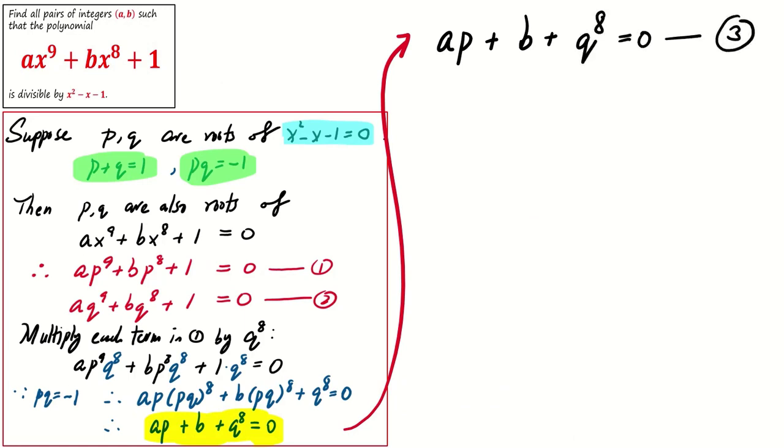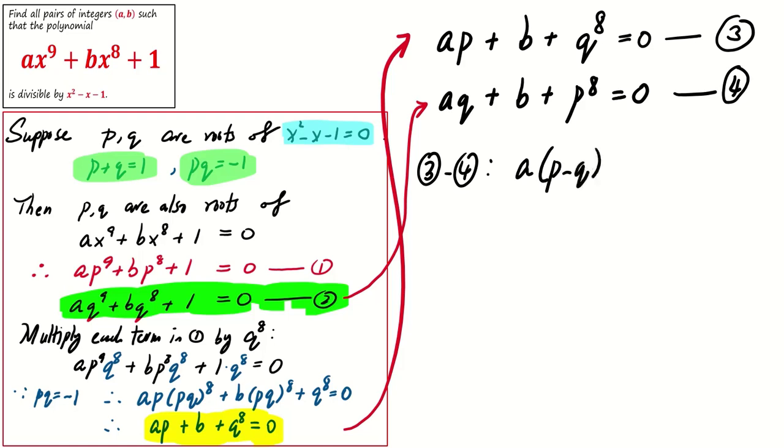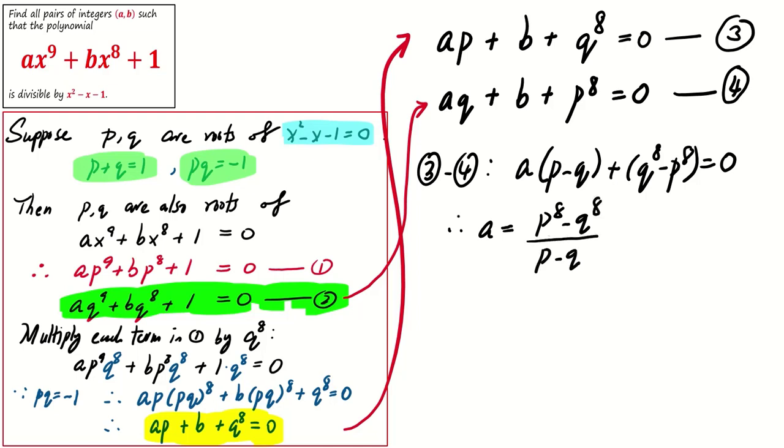Using a similar argument, we multiply each term in equation 2 by p^8 and we obtain aq + b + p^8 = 0. Let's call this equation 4. So equation 3 minus equation 4 gives us a times (p - q) plus q^8 - p^8 equals 0. This means that a equals (p^8 - q^8) over (p - q).